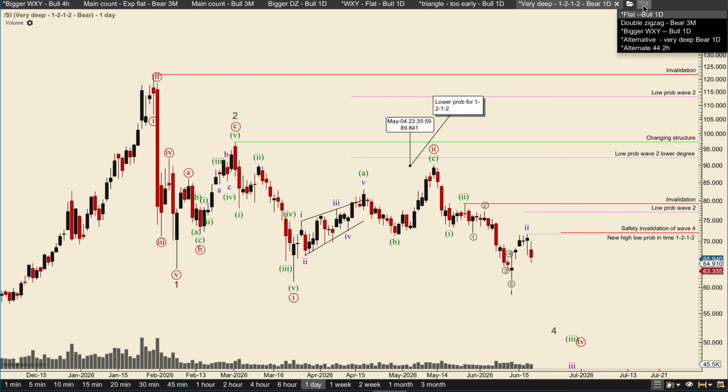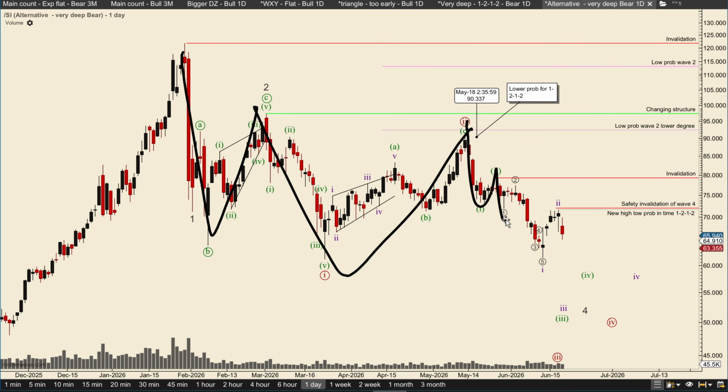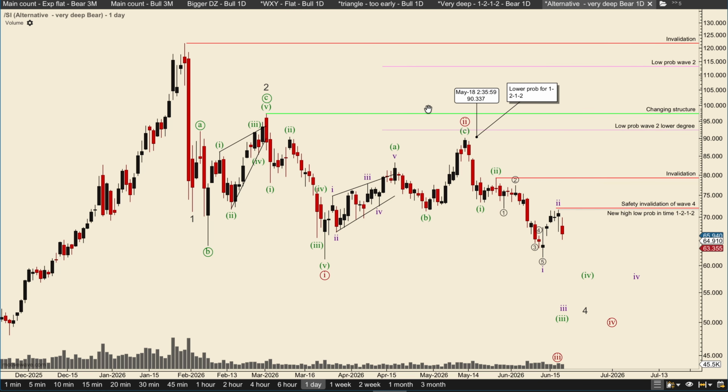And the other possibility is just an alternative count on this one. So here we have the one over here, which eliminates the problem with these, but otherwise the scenario is exactly the same. So 1 2 1 2 1 2 3 4 3 4 4 5, and so on, looking for way lower prices.